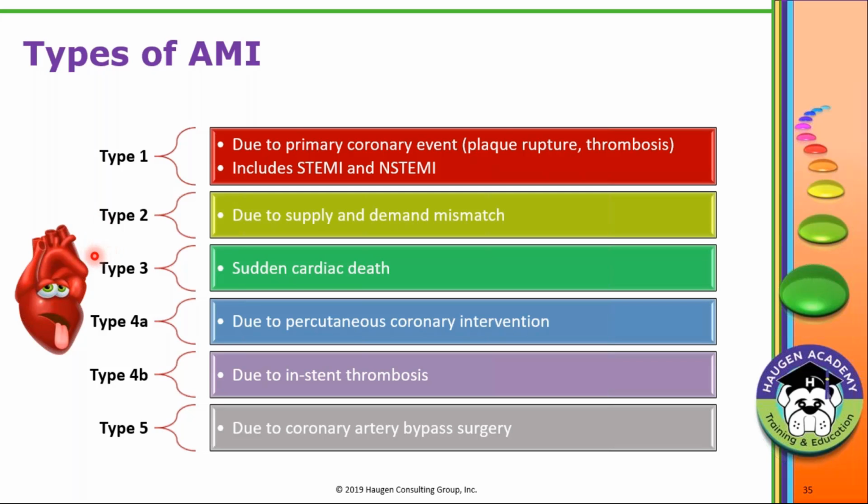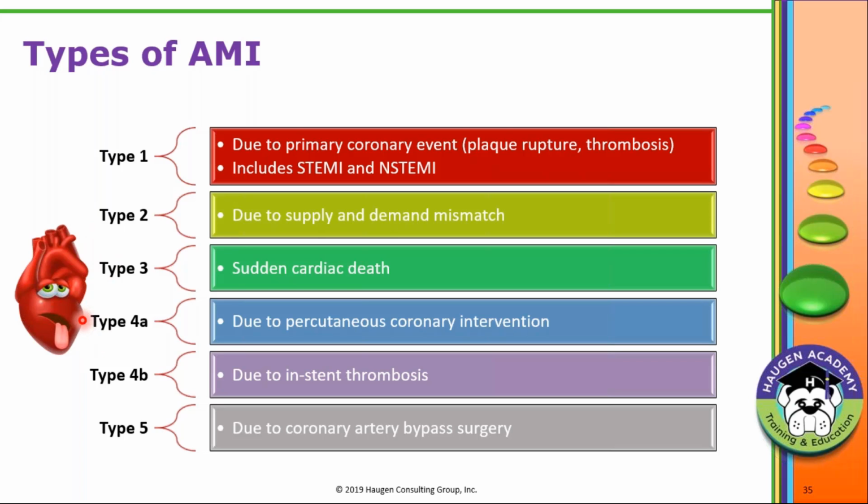Type 3 is sudden cardiac death. You probably will not be coding this. These are patients who are dead on arrival. Unless you have that documentation in the record, which a lot of times we don't, you probably won't be able to code for a type 3 MI.